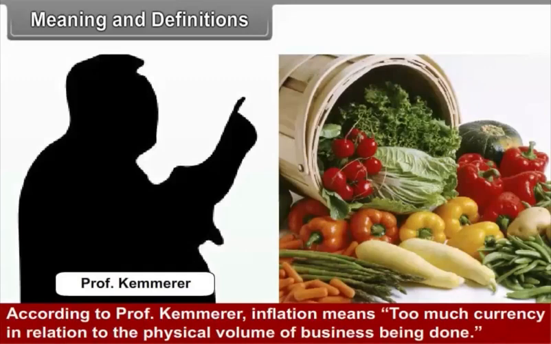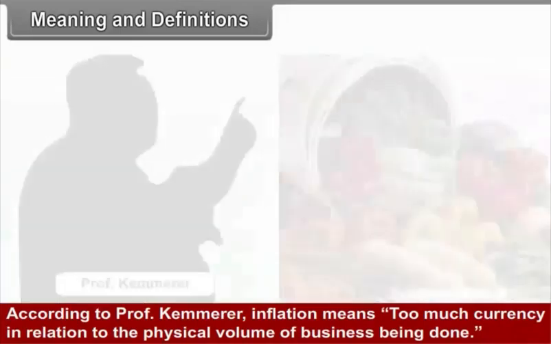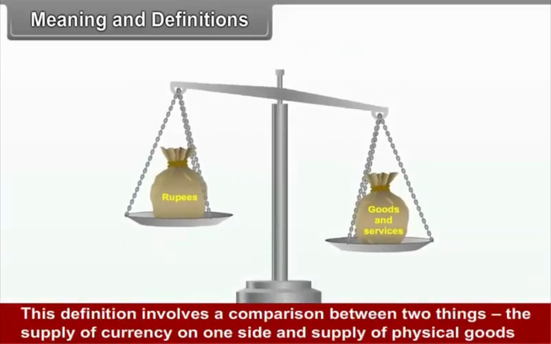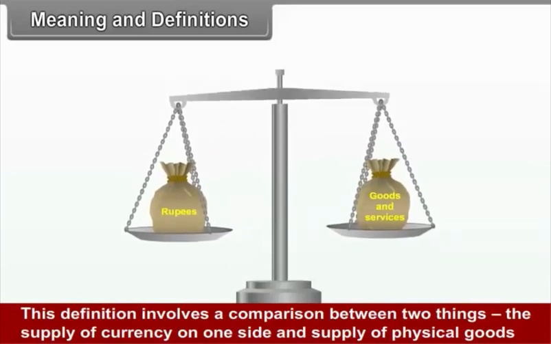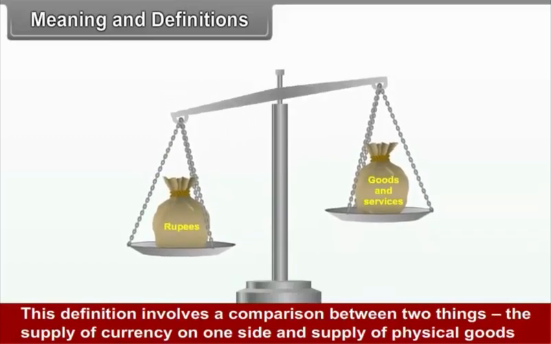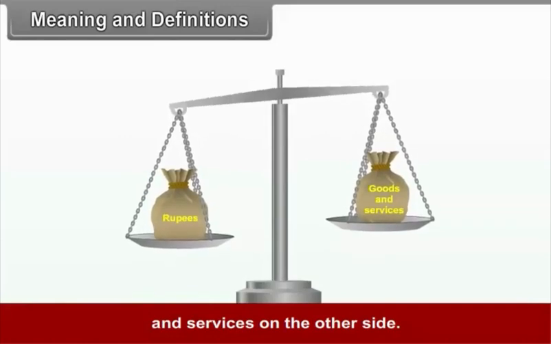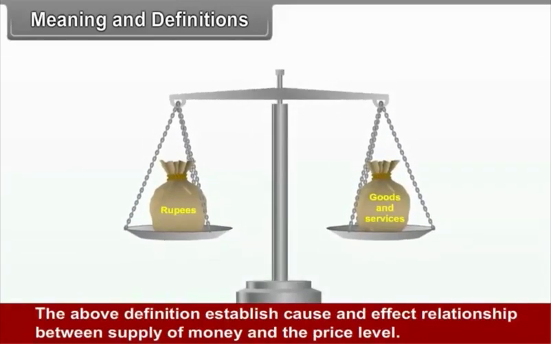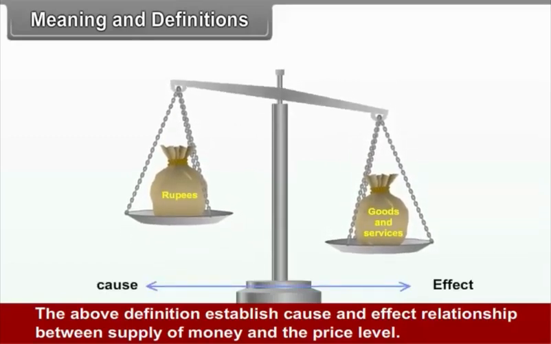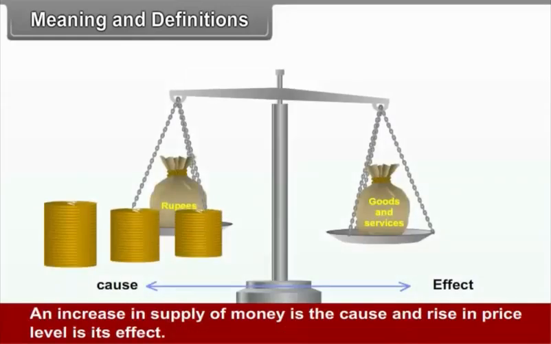According to Professor Kammerer, inflation means too much currency in relation to the physical volume of business being done. This definition involves a comparison between two things: the supply of currency on one side and supply of physical goods and services on the other side. The above definitions establish cause and effect relationship between supply of money and the price level. An increase in supply of money is the cause and rise in price level is its effect.